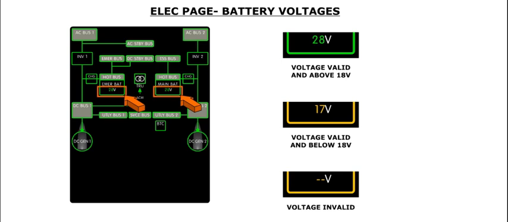The battery voltage is also color-coded and uses the same color convention as the battery and hot bus icons. There is a third indication represented by two amber dashes. This indicates that the system is sensing an invalid battery voltage.